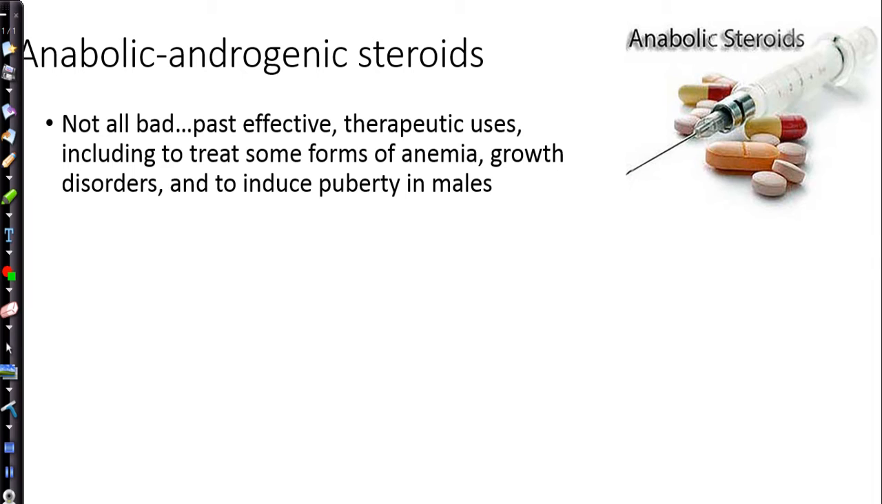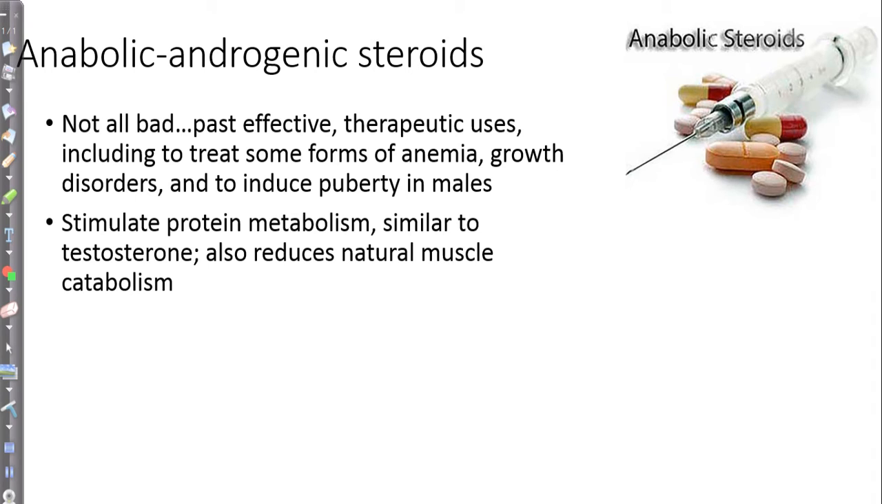Some of these uses are a little older than we use currently, but we used to use anabolic and androgenic steroids for treatment of anemia, growth disorders, and even to induce puberty in males. There are other ways of doing that now, so anabolic steroids tend to be not quite so used for these purposes, but where we run into the big concern about steroids is, well, let me back up for a second.